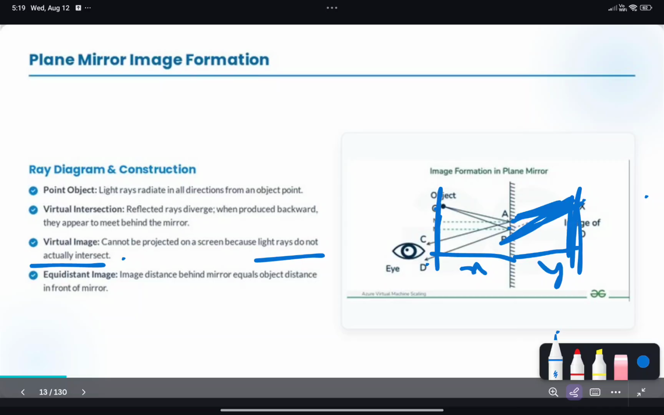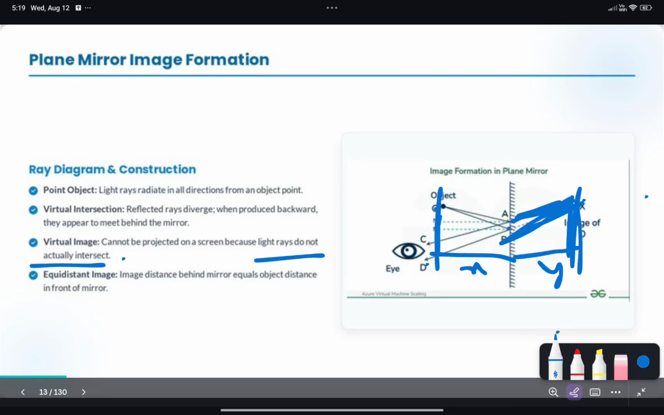Virtual image. What we discussed: there are two types of images, virtual and real. In the case of a real image, we can project it on the screen. But in the case of a virtual image, we can't. Why? What is the reason behind that? Because the rays do not actually intersect. That is a very important point.